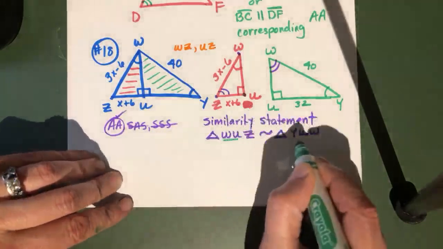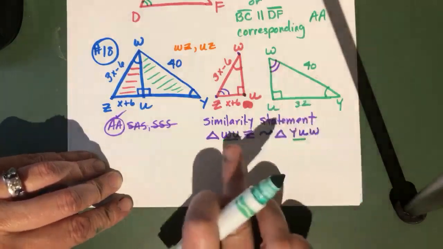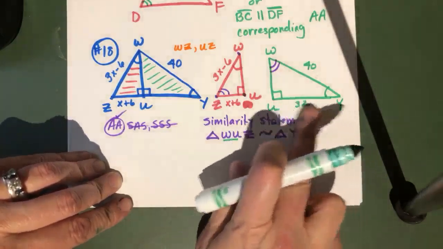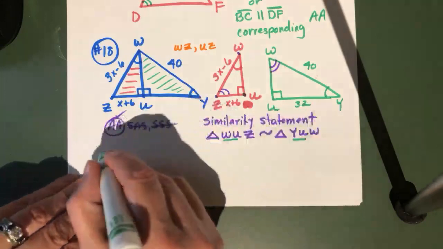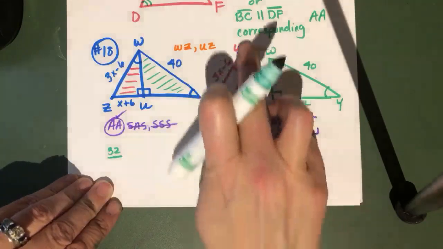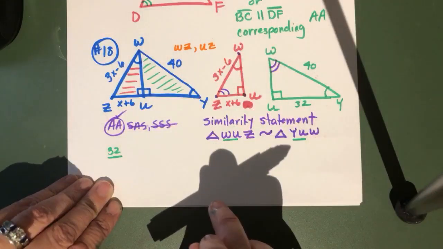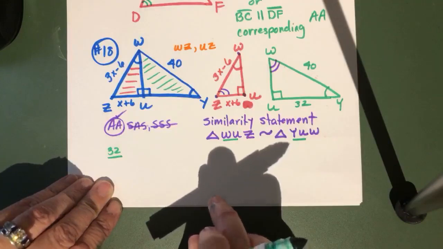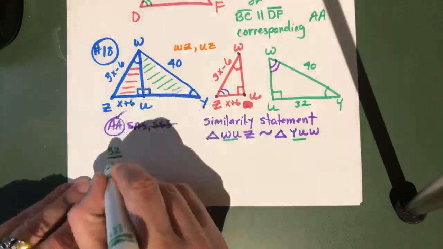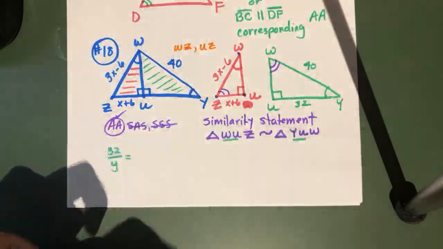What does YU go with? WU. What's the length of YU? 32. And that goes over WU. Do you know WU? You don't, right? You don't know WU. So we're going to call that Y. We don't know what that one is. All right, so let's look at the next one.